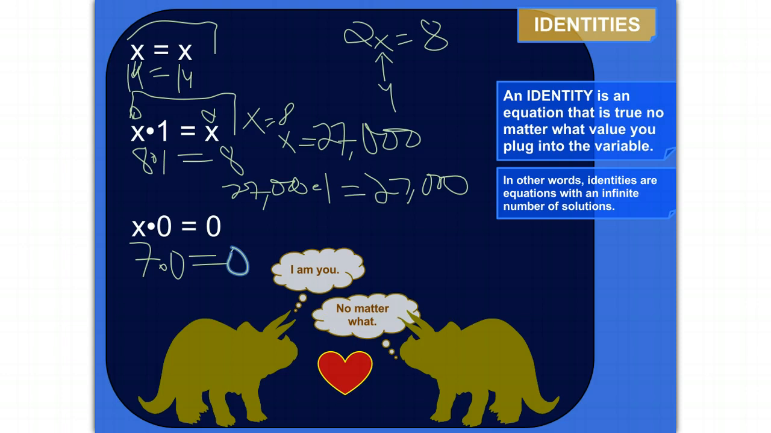Here's one, I don't know, 4x plus 2 equals 2 times (2x plus 1). So let's try that one out. Maybe plug in a 1 for x. 4 times 1 is 4 plus 2 is 6. Plug in a 1 for x here. 2 times 1 is 2 plus 1 is 3 times 2 is 6. So 6 equals 6. That works. Plug anything in, and that'll work.